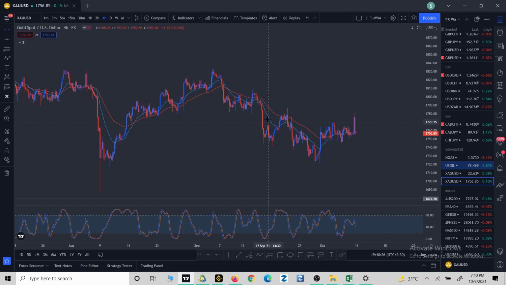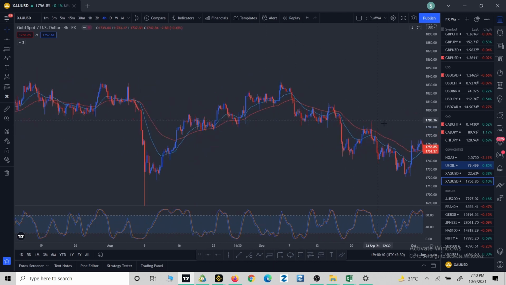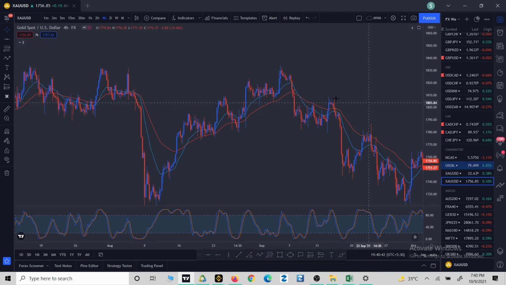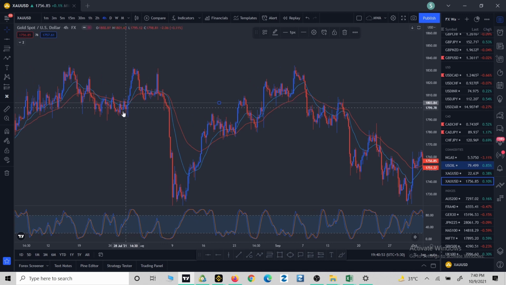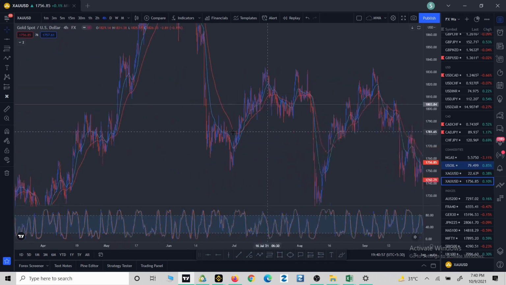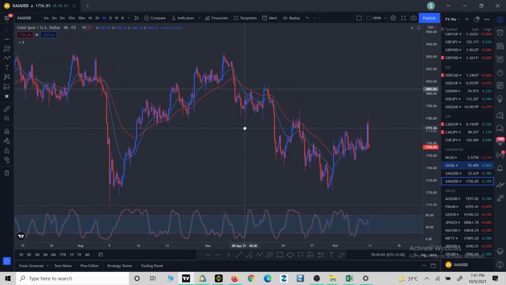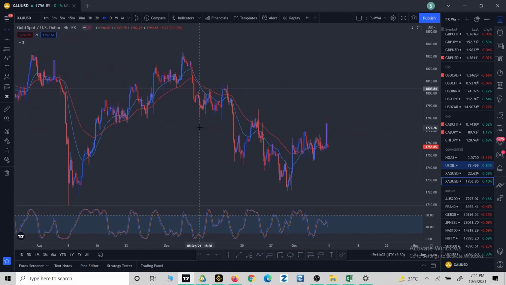As you can see, the price got rejected from here recently. And the second condition is whether this zone has been retested multiple times or not. We can mark this one. We can see this one has been retested multiple times here, and a couple of times here as well. So yes, this zone has been retested multiple times. It's a very strong resistance zone, which we can consider for looking for trading opportunities in the future.